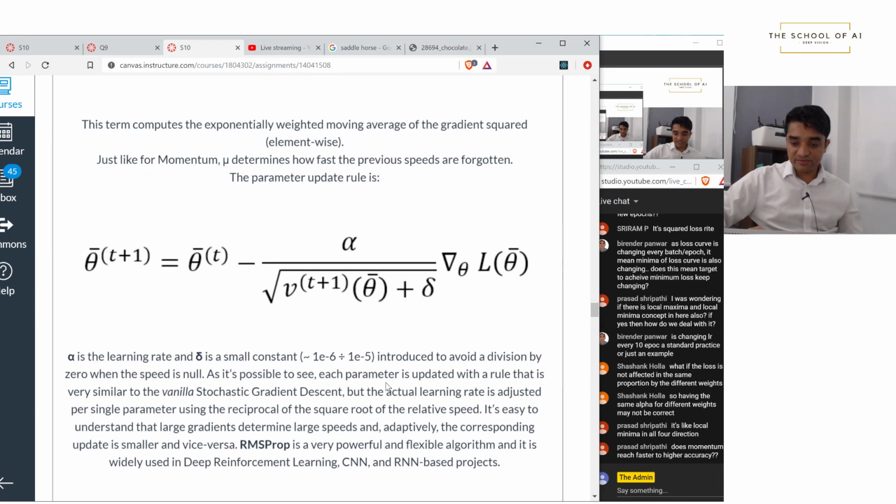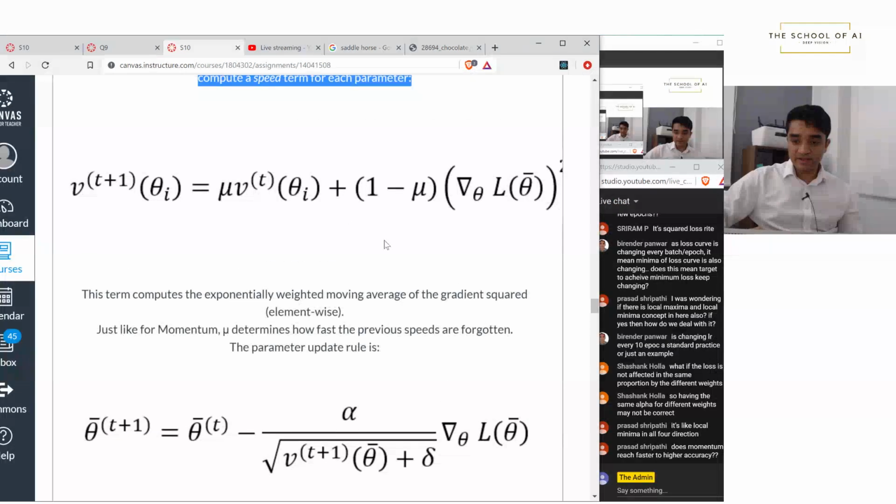As it is possible to see, each parameter is updated with a rule that is very similar to vanilla stochastic gradient descent, but the actual learning rate is adjusted per single parameter using the reciprocal square root of the relative speeds, right? So look at what is happening here. My last update was small, the new update is also small.